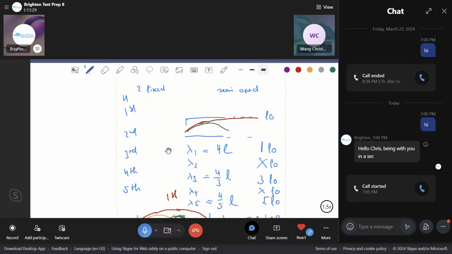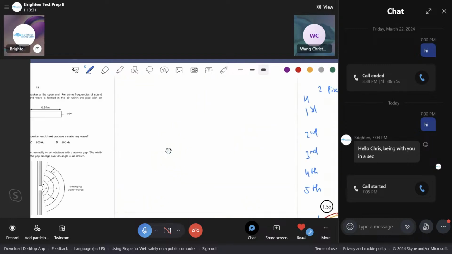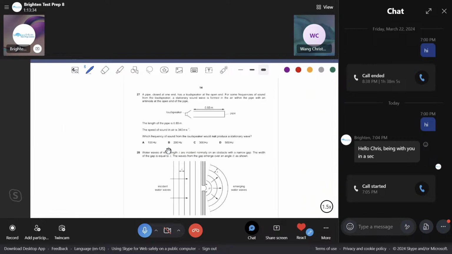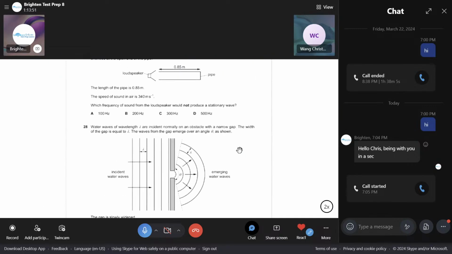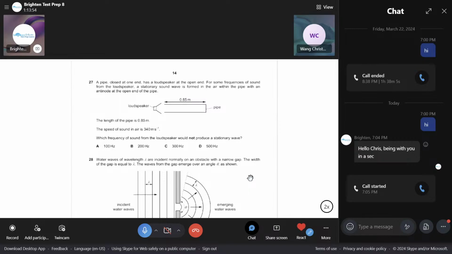And that's why when we look at that one, and we look at the possible outcomes, then we can say, well, which frequency of sound will not produce a stationary wave? That means in this context that we cannot have 200 hertz, but we could have 100, or we could have 300, or we could have 500. Because it has to jump by odds, not even. Do you see, do you follow my logic, Chris?